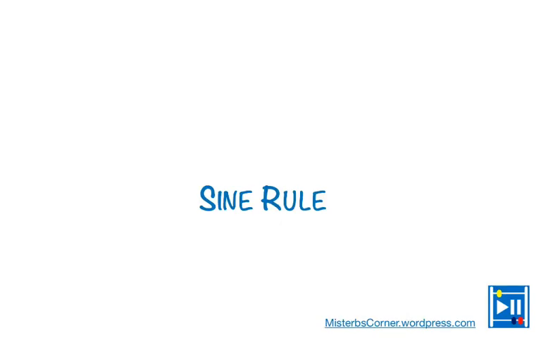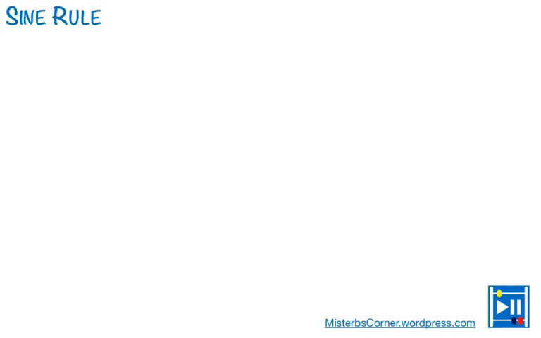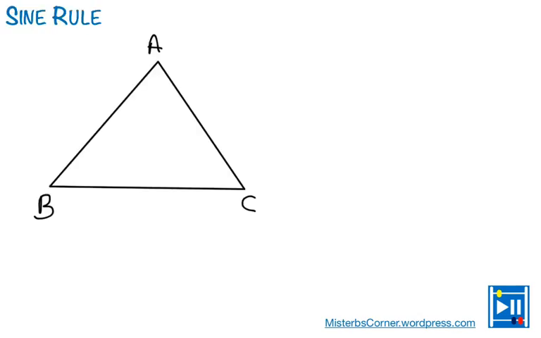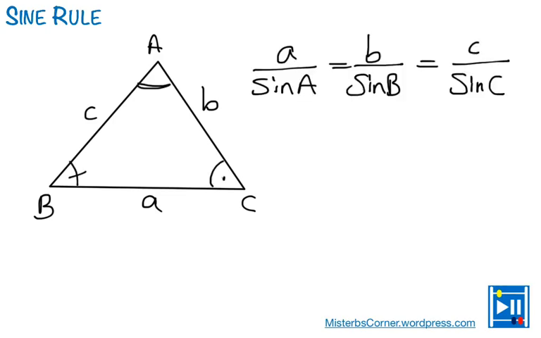Hi, in this video we are going to learn how to use the sine rule. Basically, in a triangle the lengths of the sides and the angles across from each side have a relation, namely a over sine A, b over sine B and c over sine C. These are comparisons between the side lengths and the angles across. So a over sine A is equal to b over sine B, which is equal to c over sine C.